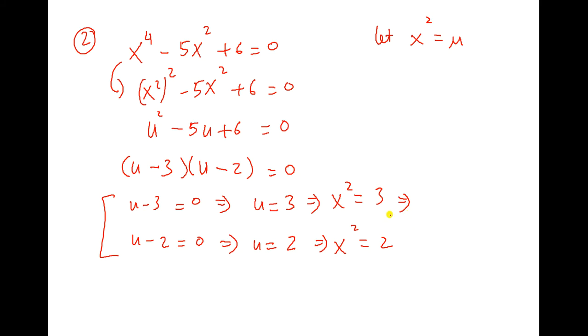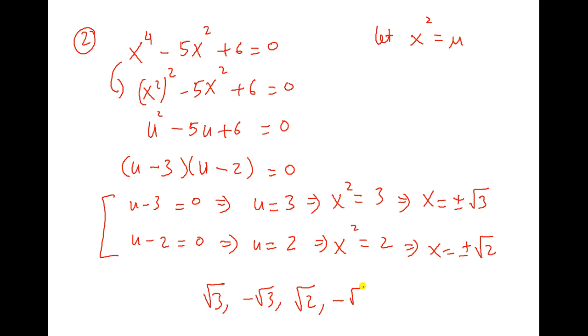Now using the radical property, x squared equals 3 means x equals plus or minus radical 3. And also x squared equals 2 means x equals plus or minus radical 2. So in general, we have 4 solutions to this equation: radical 3, minus radical 3, radical 2, and minus radical 2. And these are the solutions to this equation. And yes, we are expecting to have 4 solutions for the 4th power.